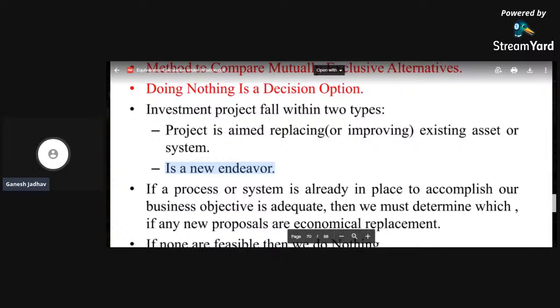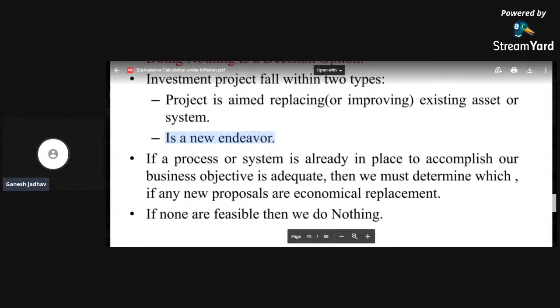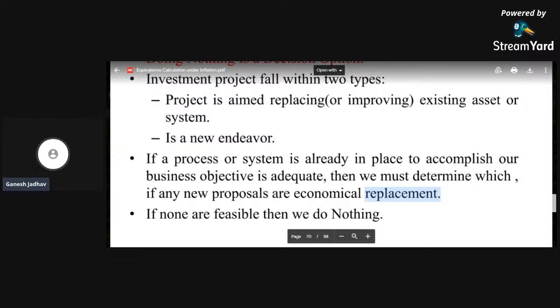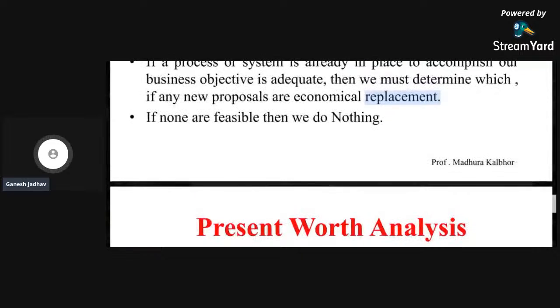If the process or the system is already in place and the business objective is adequate, then we must determine which, if any, new proposal is an economical replacement. So we can say that this is when it is already established. As per the situation, we require replacing only some part. So this is the replacing of the existing asset also. And if none are feasible, then we do nothing.